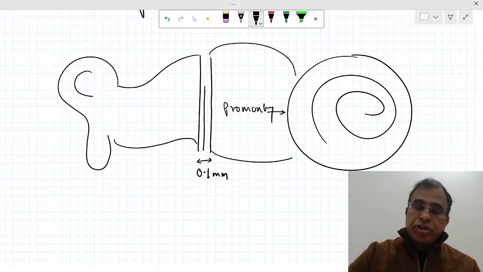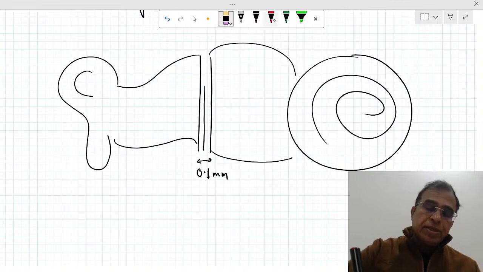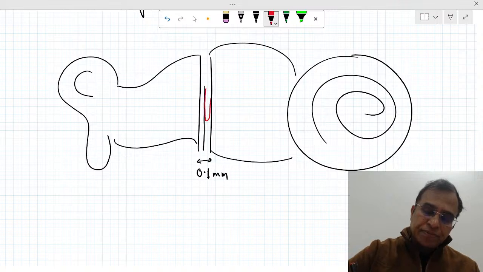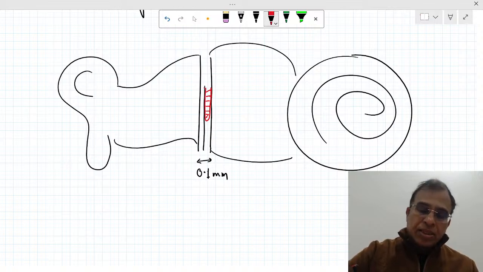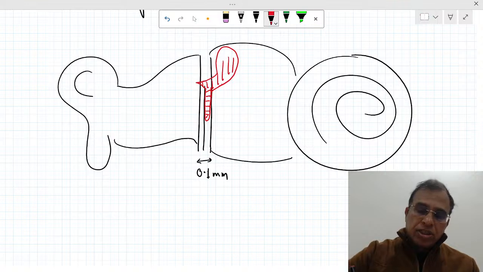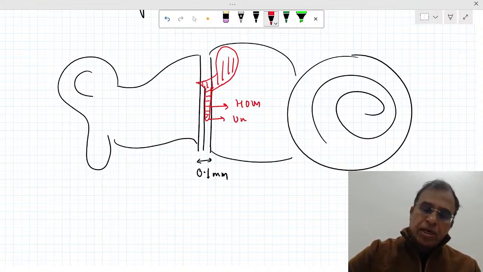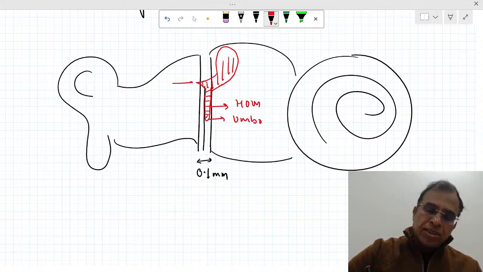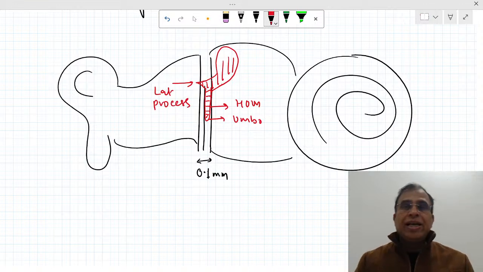Now if I draw the three ossicles, malleus, incus, stapes, the malleus, there is a handle of malleus here. This is the handle of malleus. The tip is the umbo. There is a lateral process. There is a neck of the malleus, and there is a head of malleus. Now this is how we draw the malleus. So this becomes the handle of malleus. This becomes the umbo. This is the lateral process. All these three are landmarks of tympanic membrane.